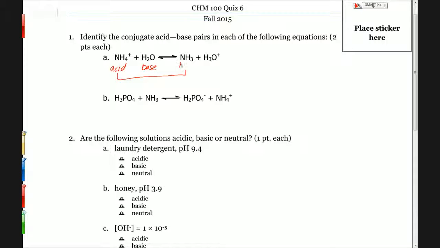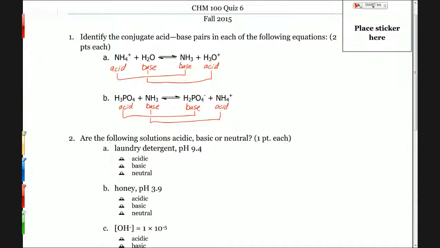Base, conjugate base, conjugate acid. And then here we have the acid and the conjugate base. The base and the conjugate acid.